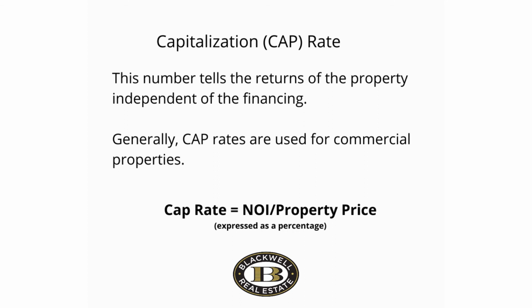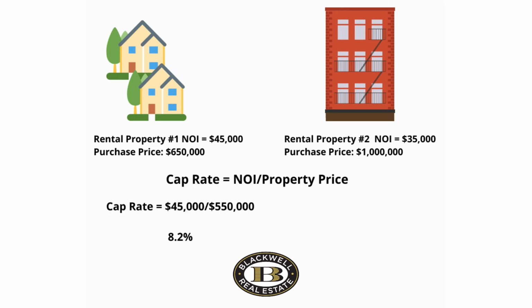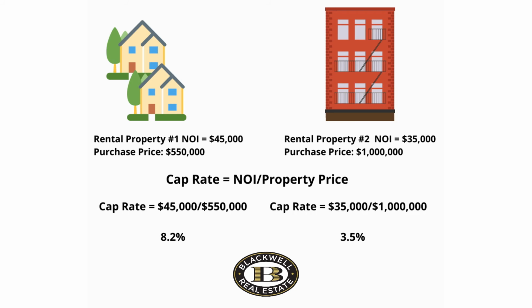Let's go back to our rental property examples. Rental property number 1 had an NOI of $45,000, and rental property number 2 had an NOI of $35,000. Let's say you purchased property number 1 for $550,000 or number 2 for $1 million. Plugging those numbers into our formula, you can see the cap rate for property number 1 is 8.2% and the cap rate for property number 2 is 3.5%.